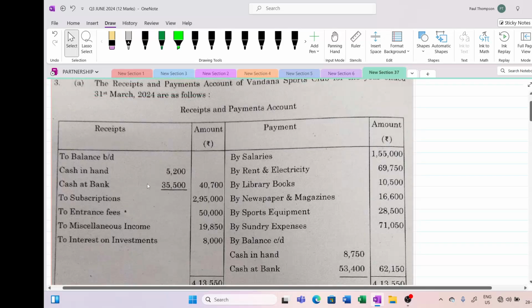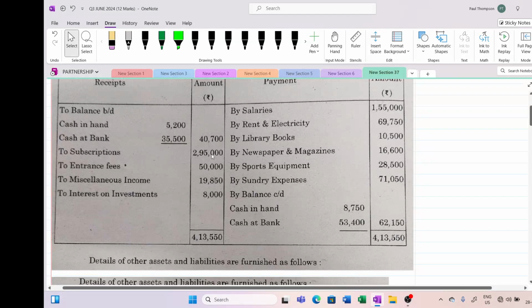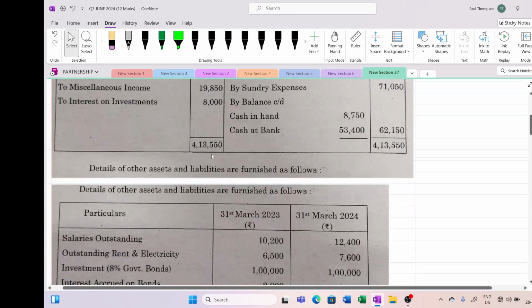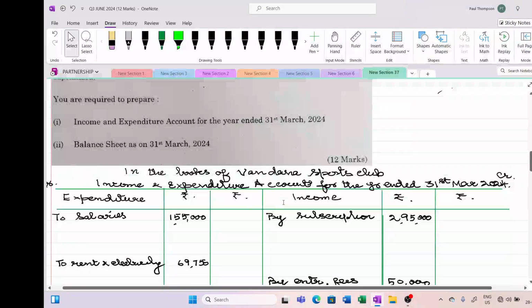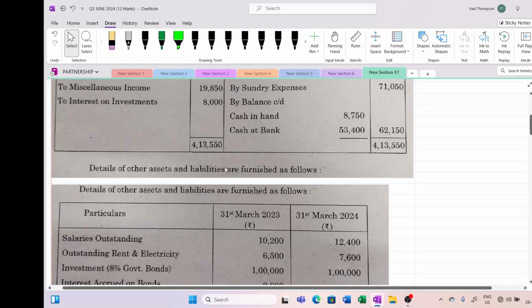So now the next item is subscription. Subscription is received during the year, so always there will be an adjustment. We can make the working note later, but first, you know that you have to make a working note. Keep it in mind. So now what you have to do, you have to write this subscription in the income side of your income and expenditure account. First, you post all the items.